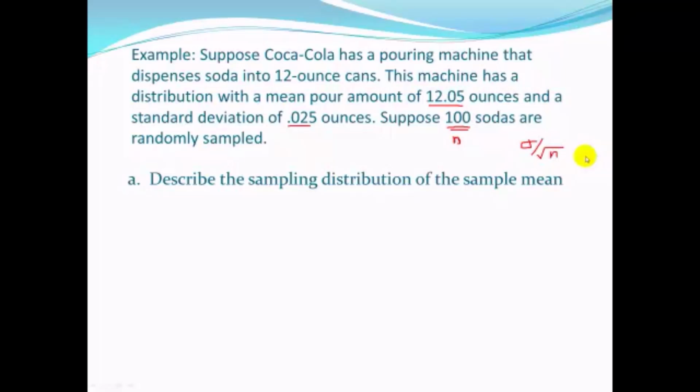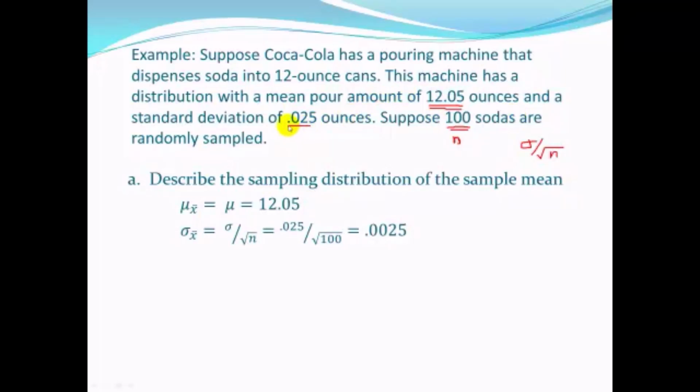All right, anyway, here in the first part, and I'm going to do several parts to this problem, I'm asking you to describe the sampling distribution of the sample mean. And those three pieces that we just talked about, the mean, the standard deviation, and the shape, are the three things that I want you to be able to tell me about the sampling distribution of x bar. The mean of the sampling distribution is the same thing as the population mean. It's 12.05 ounces in this case. Mu sub x bar is always equal to mu. Sigma sub x bar is always sigma over the square root of n.